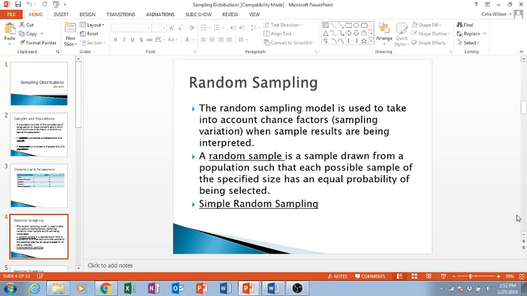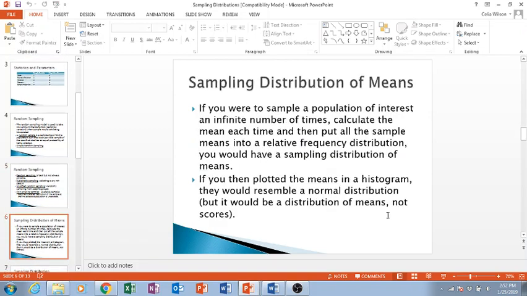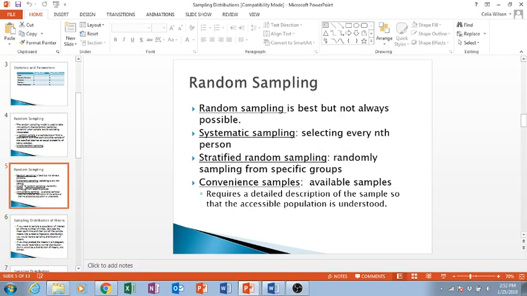So we have some other options. Random sampling is best, but not always possible. So we could do something like systematic sampling, where we select every nth person. You might have a list of most of your population, and you could go through and select, say, every 100th person or 10th person, and so on.